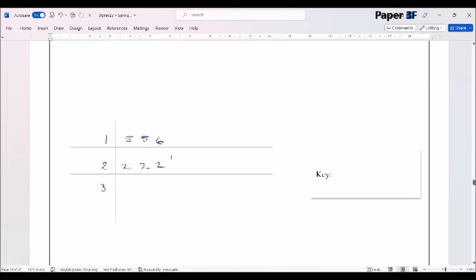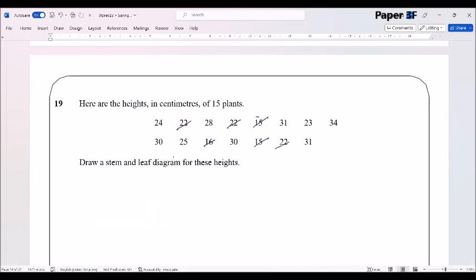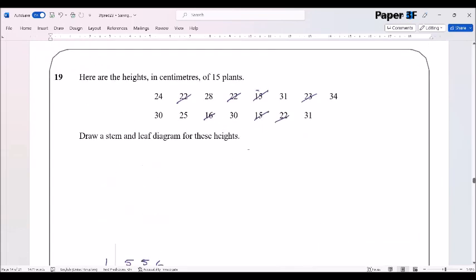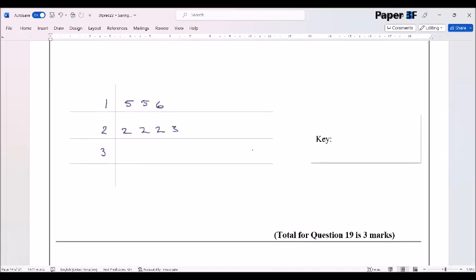What have we got next? Any more? So no, there's a 23. Any more 23s? No, just the one 23. We've got a 23. Then we've got any 24s? Yeah, there's a 24. And there's a 25 and a 28. So 24, 25, 28.